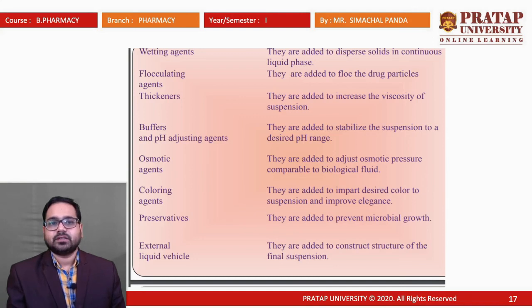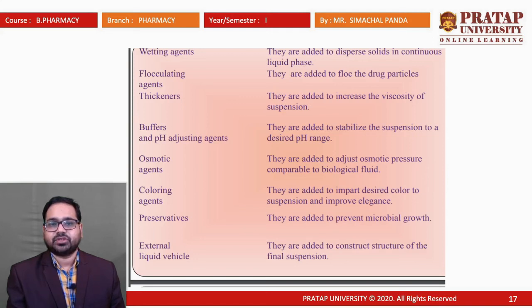There are certain thickeners that are used. As I told, if the density increases, then the rate of sedimentation will decrease. So the thickeners are generally used for thickening of the liquid medium, to increase the bulk and the density of the liquid medium. They are added to increase the viscosity of the suspension so that the rate of sedimentation will be decreased.